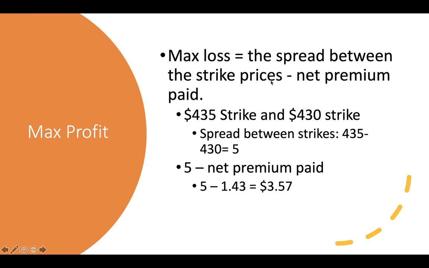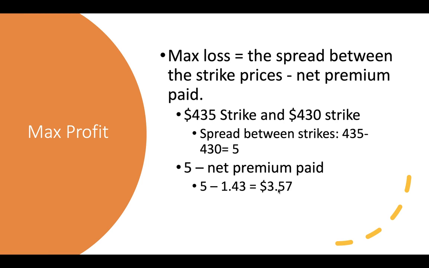The max profit is a little bit more tricky. In order to calculate max profit, and this slide says max loss but it should say max profit, you take the spread between the strike prices minus the net premium, or the net debit, we paid. The spread between the two strikes, 435 and 430, is 5, because 435 minus 430 equals 5. Then you subtract the net debit paid. We paid $1.43. You subtract that from 5, and you get $3.57. That's the max we can profit.